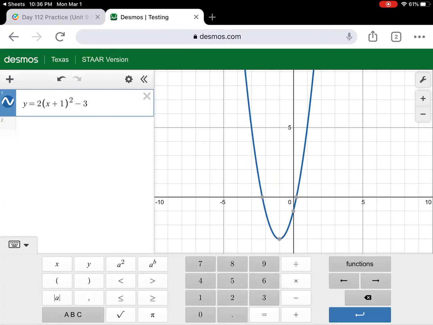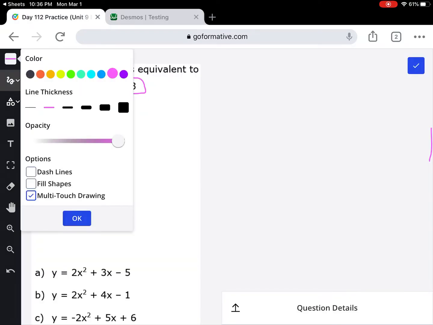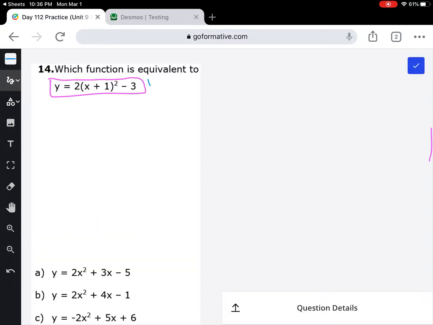Two parentheses, (x + 1) squared minus 3. Whoop, I did it. So in Desmos, it shows up as a blue graph. So I'm going to write the word blue, because this shows up as a blue graph. So now, equivalent means, is it the same?